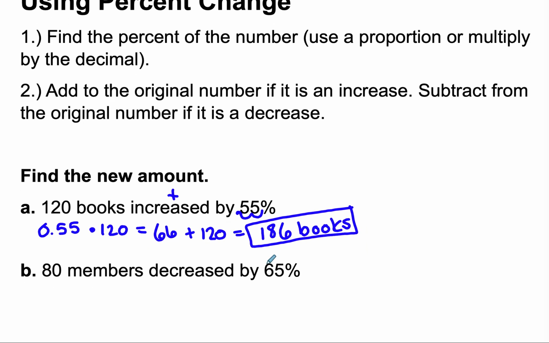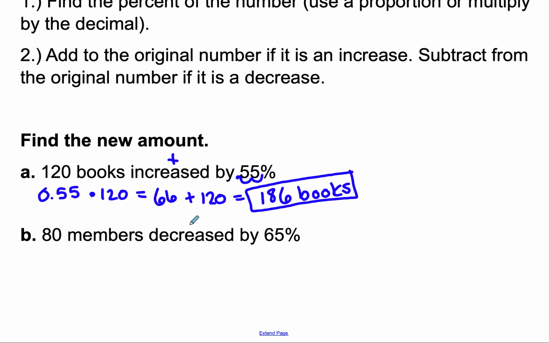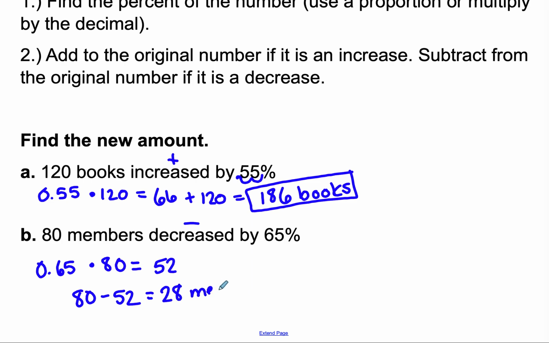Let's do this next one together as well. 80 members decreased by, that means we're going to subtract, 65%. So we're going to start by multiplying 65 hundredths times 80. So 65 hundredths times 80 gives me 52. And then I need to subtract 80, my original number, minus 52. And I get 28 members. Make sure you have labels in your answers.